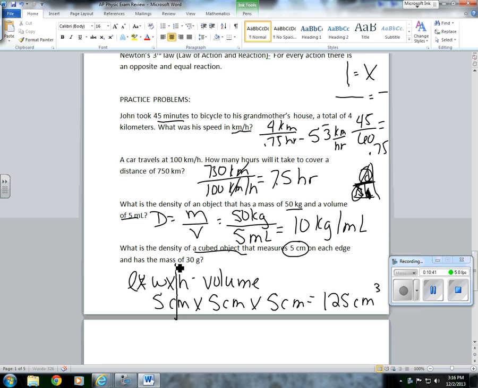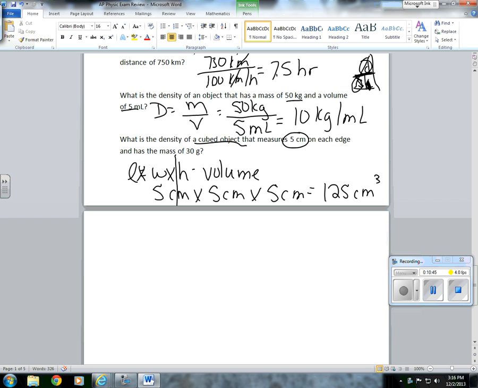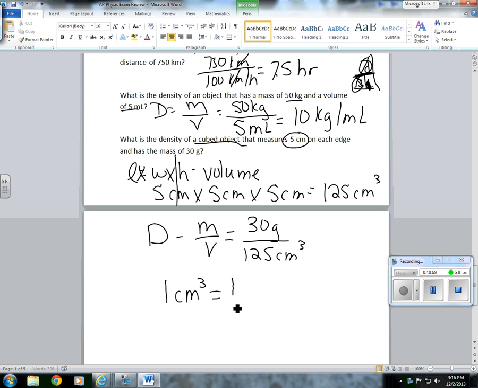Now, the second part of this is then to calculate density. So again, we know that density is equal to mass divided by volume. So mass is 30 grams. Volume is 125 centimeters cubed. And remember that 1 centimeter cubed is the same thing as saying 1 milliliter. So you take 30 and divide it by 125, and you get 0.24 grams per centimeter cubed.